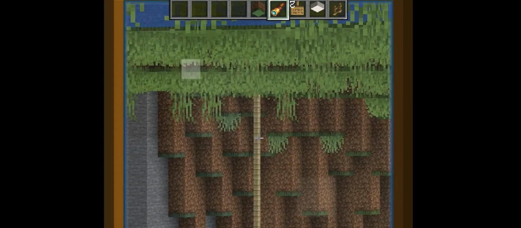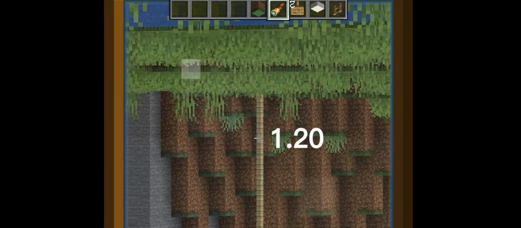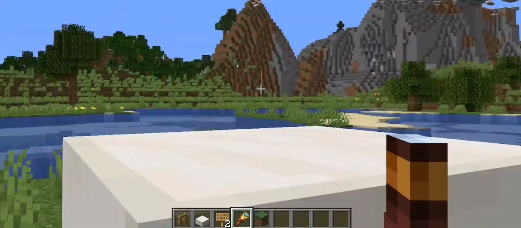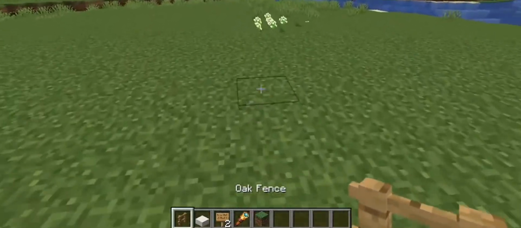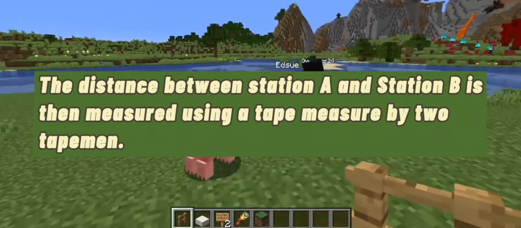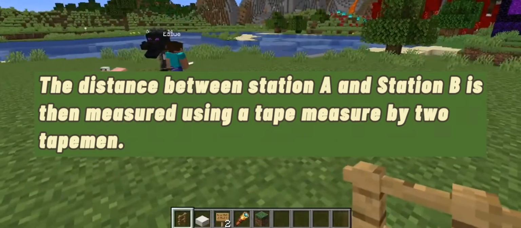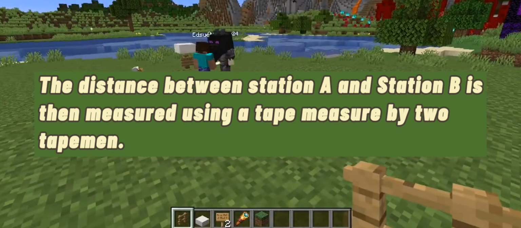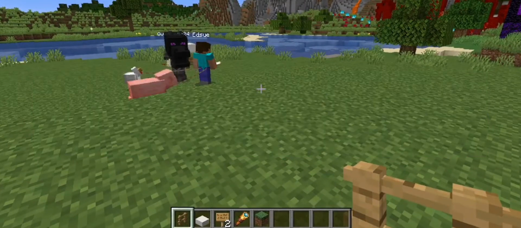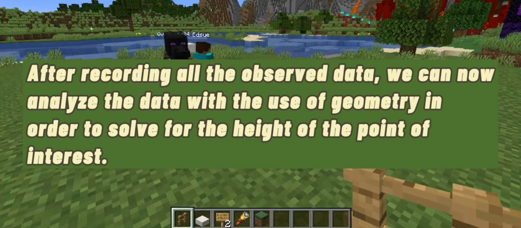We will now be measuring the height of the instrument from the inverted reading and obtain the height of 1.20. After that, the distance between station A and station B is then measured using a tape measure by two tape men. The distance is then recorded by the recorder. After recording all the observed data, we can now analyze the data with the use of geometry in order to solve for the height of the point of interest.